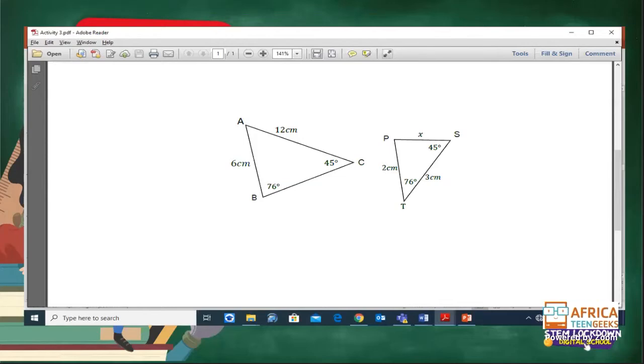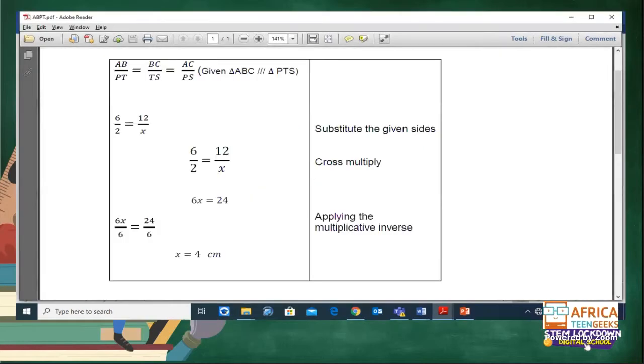But this actually brings us to the end of our revision exercise this morning. And this will be your answer to the second question, where you have to find the value of X. You can see that AB is in proportion to PT. And AB is 6, PT is 2. Therefore, you can find the value of X, which is going to be 4.